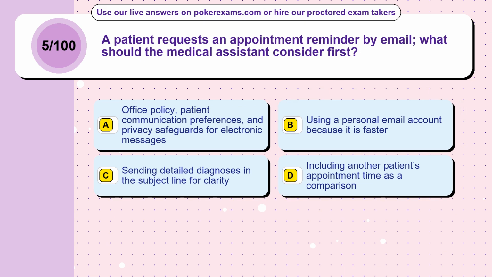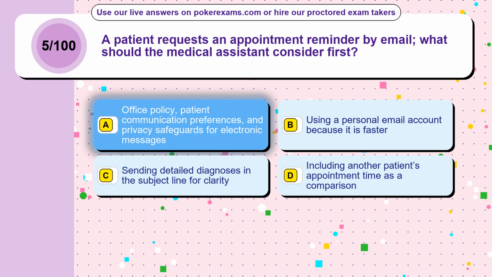Question 5. A patient requests an appointment reminder by email. What should the medical assistant consider first? Option A. Office policy, patient communication preferences, and privacy safeguards for electronic messages. Option B. Using a personal email account because it is faster. Option C. Sending detailed diagnoses in the subject line for clarity. Option D. Including another patient's appointment time as a comparison.